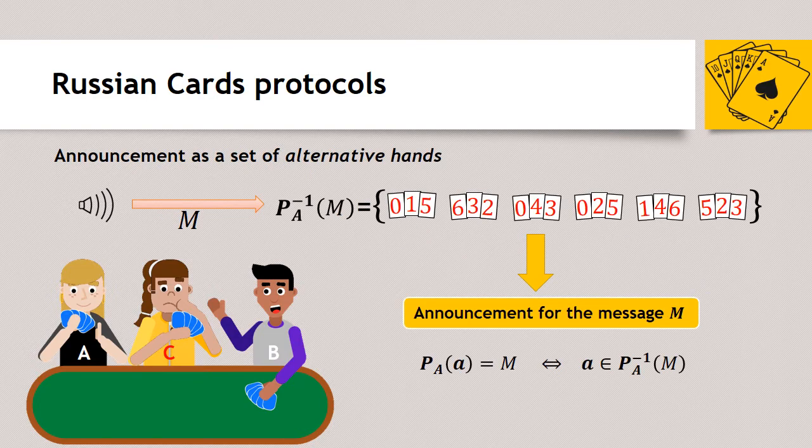When a player sends a message M, it becomes public knowledge that the player holds a hand in a specific set, denoted as in the slide, consisting of all hands for which the announcement protocol associates the message M. Following terminology from previous work, we call this set the announcement corresponding to the message M.